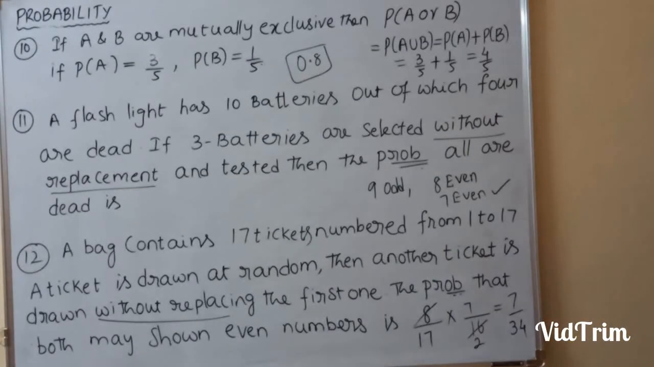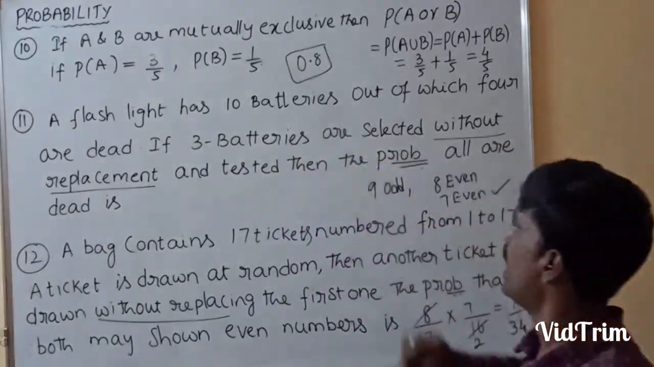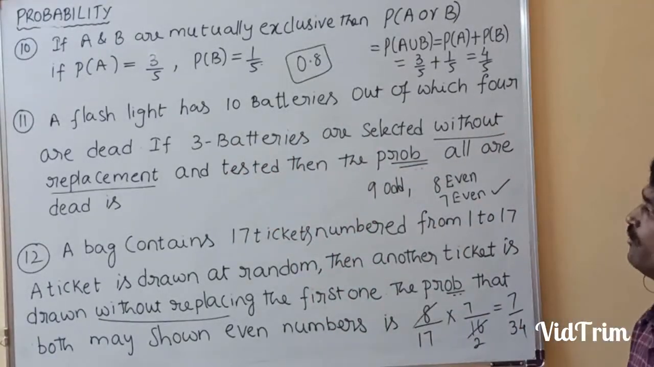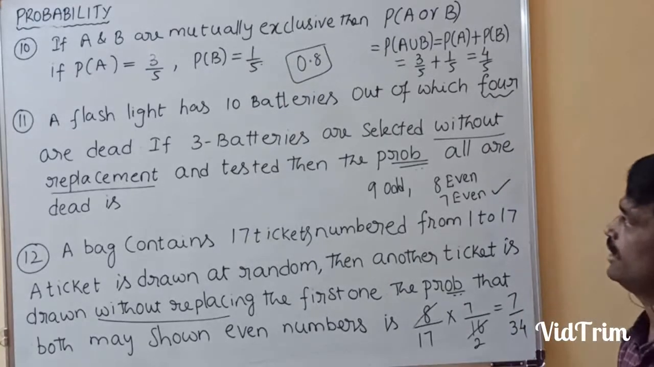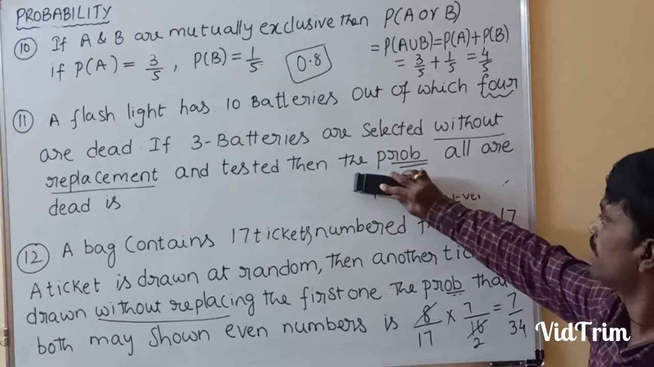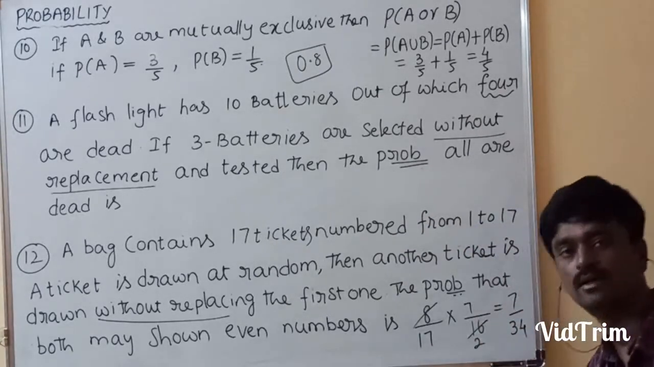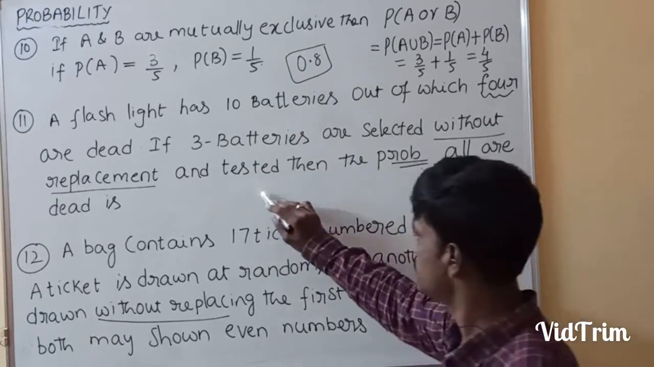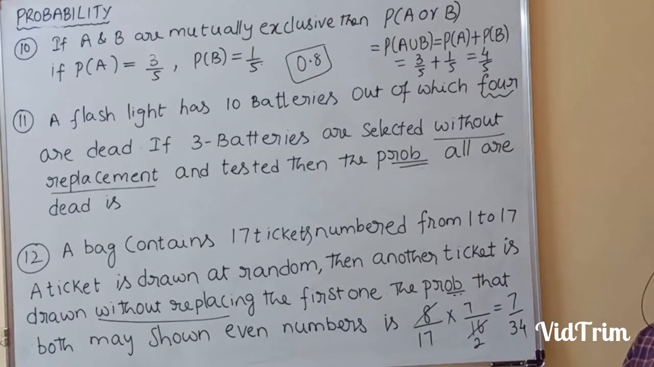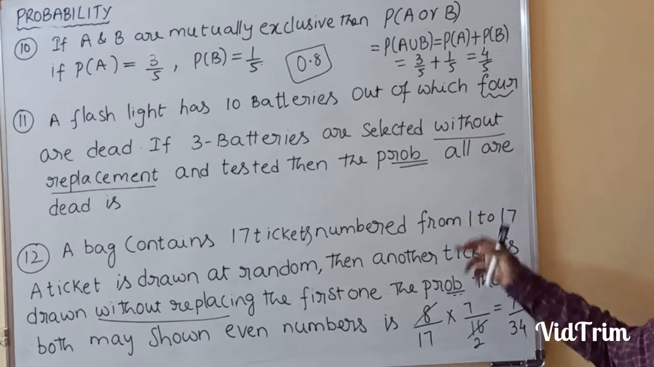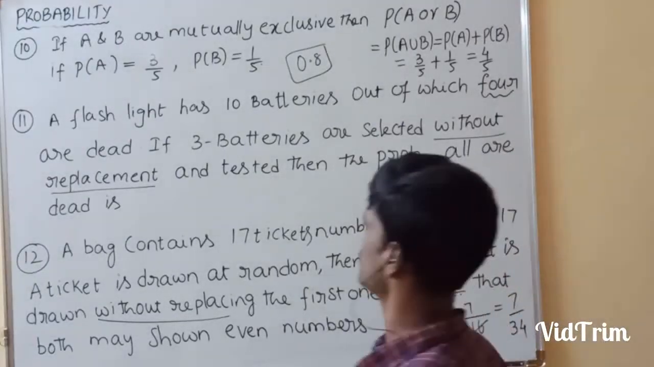Okay. Now look at the 11th problem. A flashlight has 10 batteries, out of which 4 are dead. Out of which how many are dead? 4 are dead. If 3 are selected without replacement, and tested, then the probability that all 3 are dead. So it is also purely a PUC problem. These two, 11 and 12, are purely PUC problems only, not so difficult problems also.